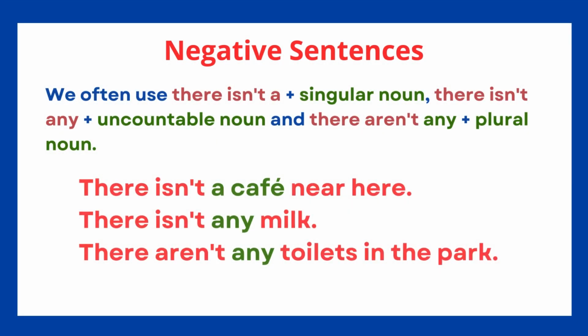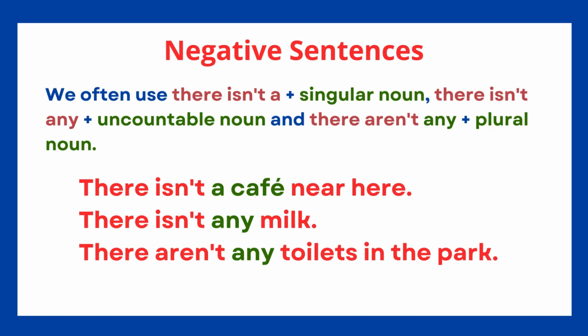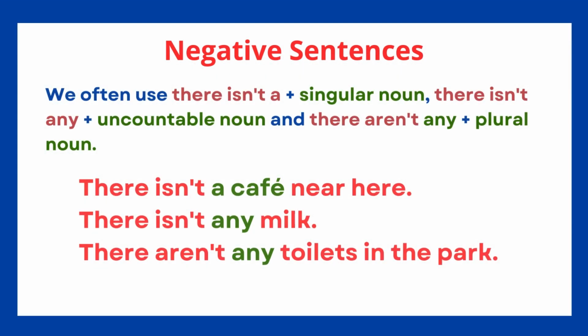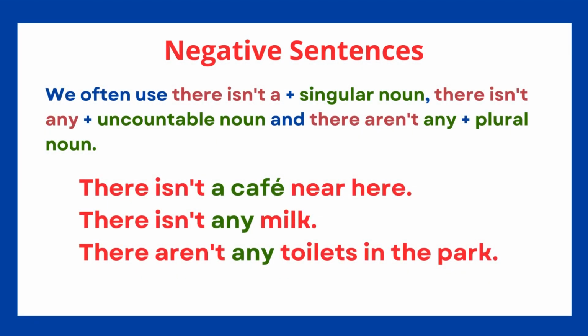Negative sentences. We often use there isn't a plus singular noun, there isn't any plus uncountable noun and there aren't any plus plural noun. There isn't a cafe near here. There isn't any milk. There aren't any toilets in the park.